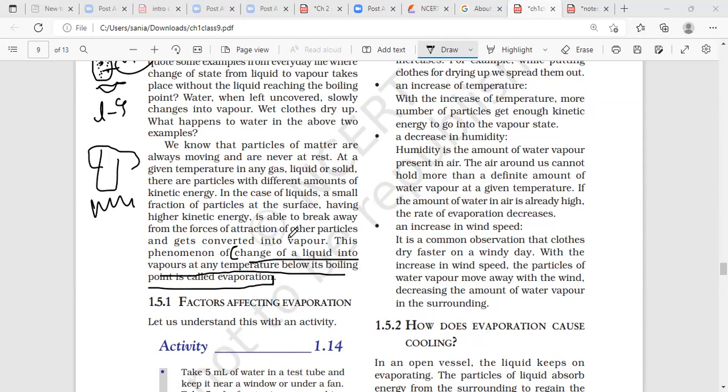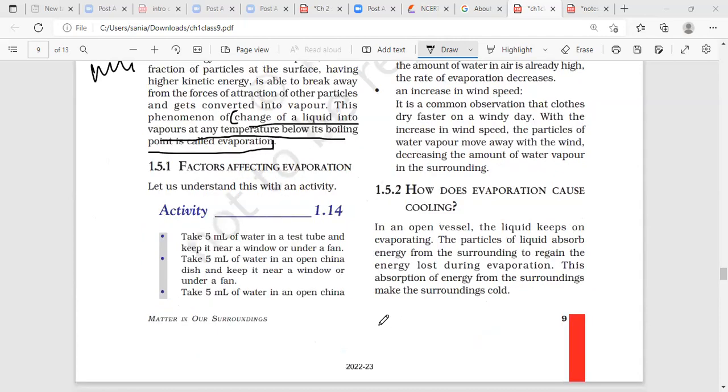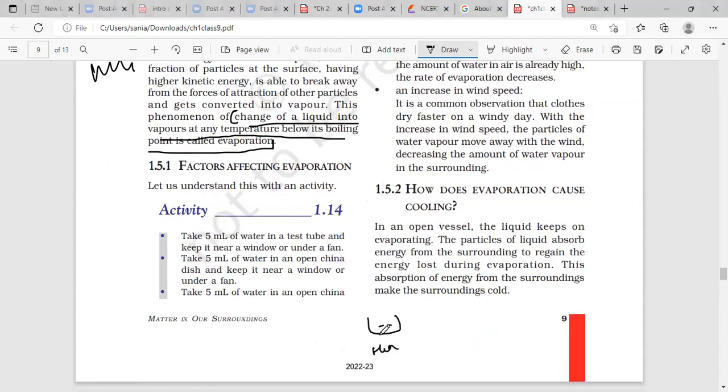Okay. If you are done, then you can make a diagram like this. This is the boiling point. This is heat. This is liquid basically. Just write it down like this: 20, 40, 60, 80, 100. So here just write evaporation, and here write vaporization.